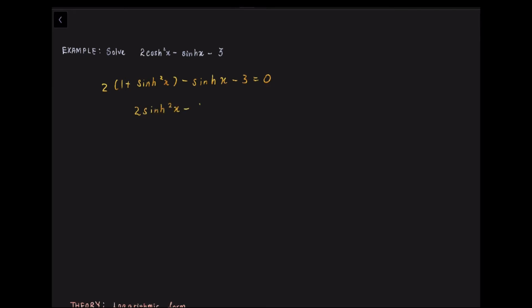We now factorize this to obtain 2 sinh x plus 1 times sinh x minus 1 equals 0. So sinh x equals 1 or negative 1 over 2. And hence x, using your calculator, you will have 0.8814 or negative 0.4812.